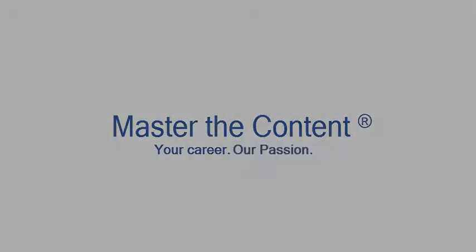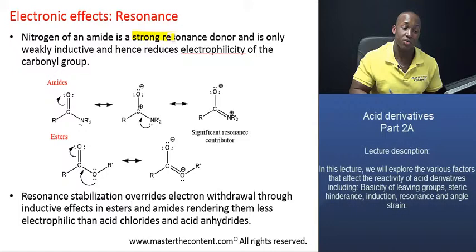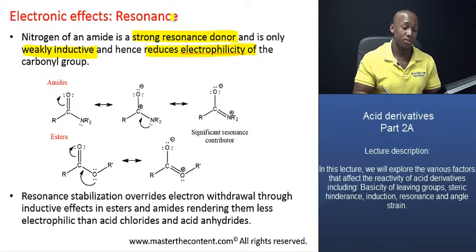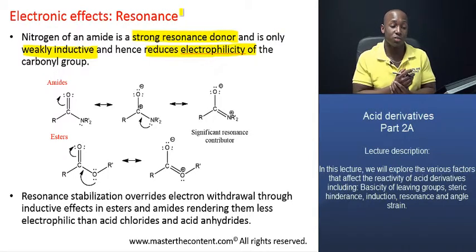Your career, our passion. An amide is actually a strong resonance donor and is only weakly inductive, and hence it reduces the electrophilicity of the carbonyl group. So it just so happens that the strongest resonance effect happens in amides, which is what makes them very unreactive.